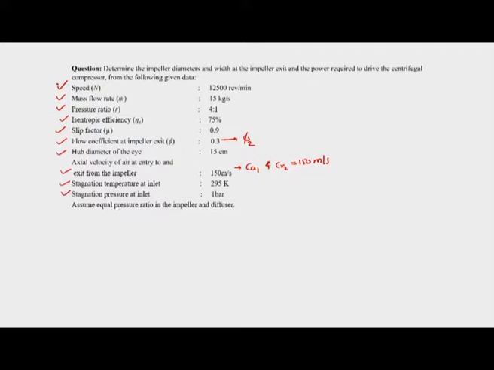We are told that there is equal pressure rise. Obviously this is static pressure rise in the impeller and diffuser. We know that 1 to 2 is the impeller and 2 to 3 is the diffuser. So we would say that P2 by P1 is equal to P3 by P2. These are the things given for solving this example.